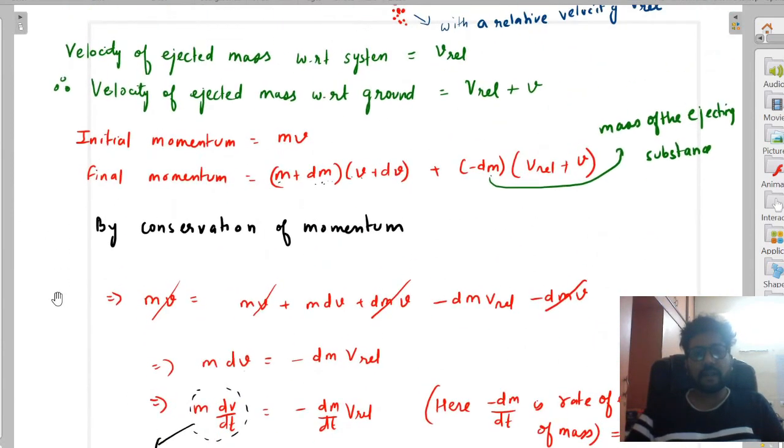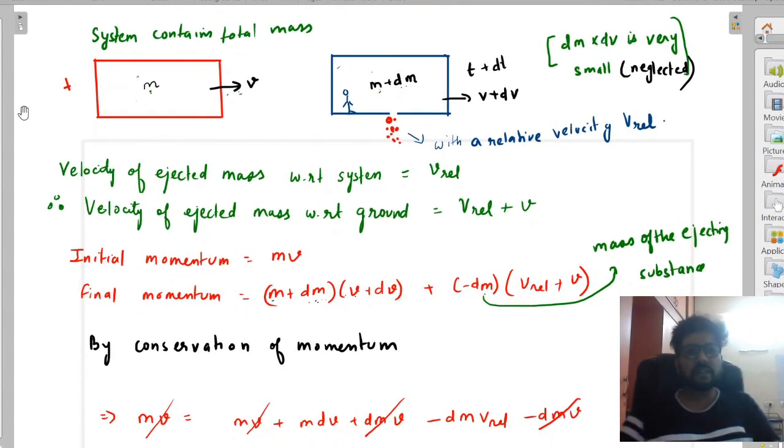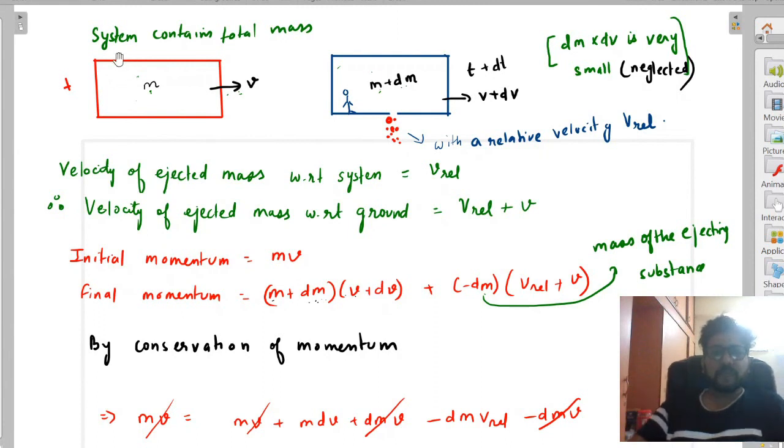Okay, so I will explain it again for the students who still have doubt. The system that we take is the total mass, which includes all the mass, that is, the ejected mass also. So at time t the mass is m and the velocity is v, so the initial momentum is mv. Because we have taken the total mass, there is no external force, so the momentum has to be conserved. Now after time t plus dt, the mass becomes m plus dm. Remember, this dm has to be negative.